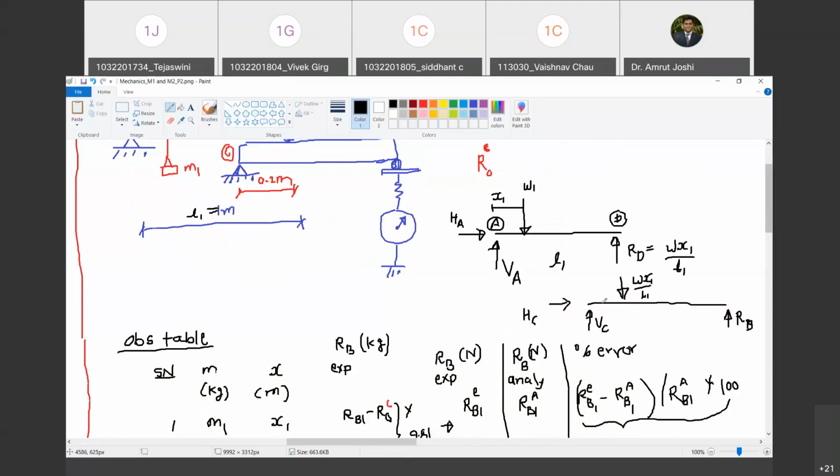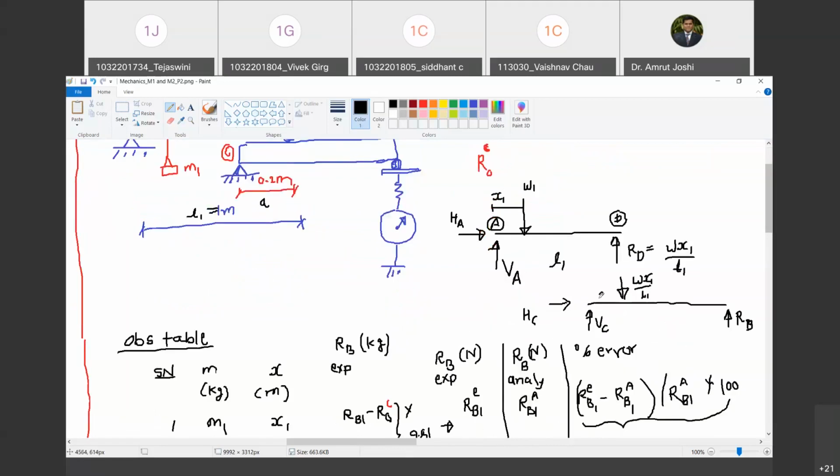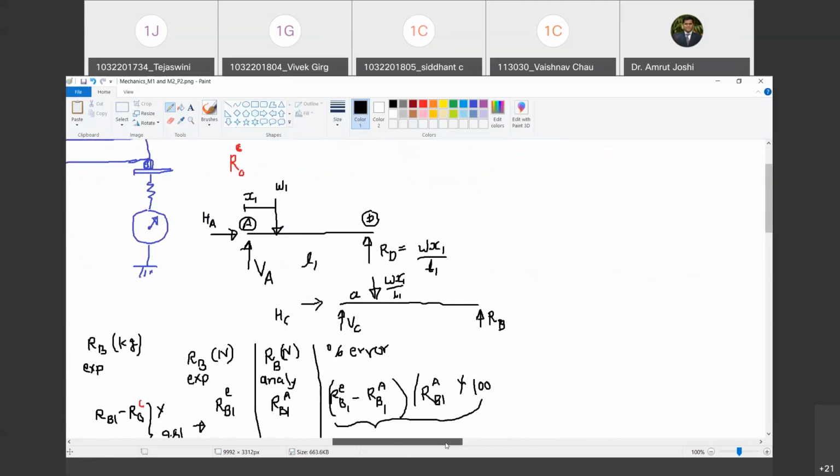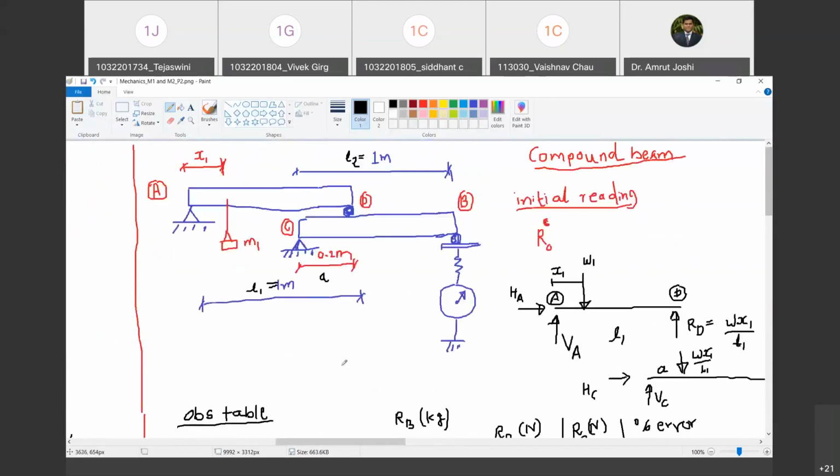Now what is this overlap? This overlap is given as 0.2 meter. I am going to call it a. Are you with me? Yes, sir. So this distance is a. Happy? Yes, sir. Sir, it has nothing to do with the point A, right? No. That's why I have denoted it by small a.